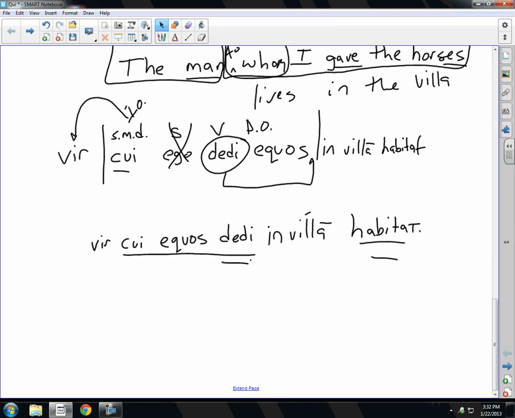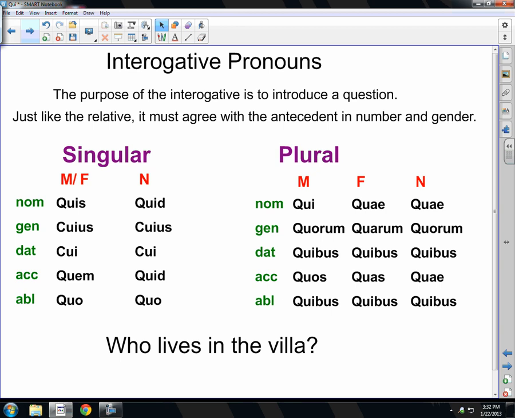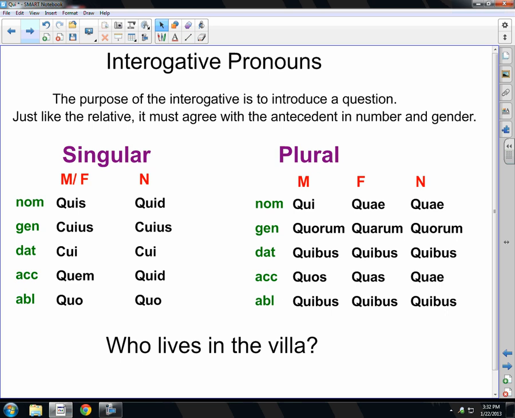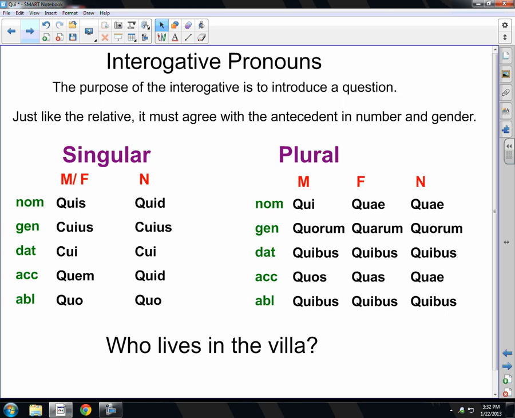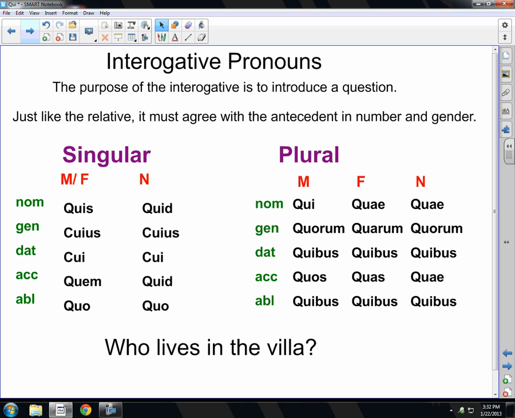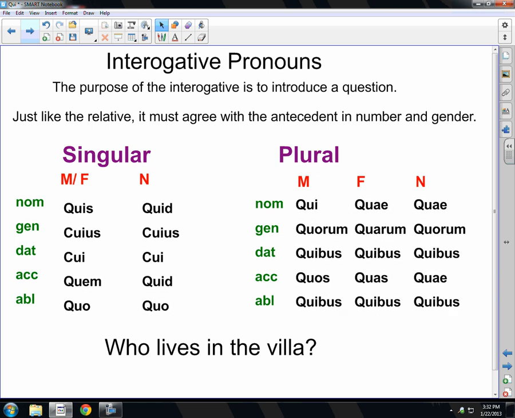Okay, those are relatives. We're going to move on to interrogative pronouns. Once again, the chart is important, but we need to know these things right here as well. The purpose of an interrogative pronoun is to introduce a question. If I want to say, who lives in the villa? Then I'm going to use one of these words for who.